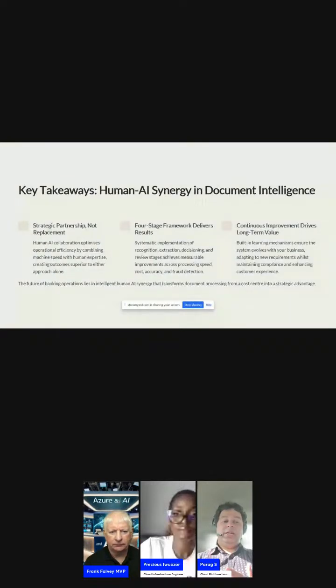So, key takeaways, just a quick snapshot of what I just talked about. First is strategic partnership, not a replacement. We are not here to replace humans, because humans are still key when it comes to risk rating, fraudulent data, or high-risk application processing. So here the AI model is more to help than replace. Second is the 4-stage framework, which is very much key. It's like 4 pillars to make this successful.